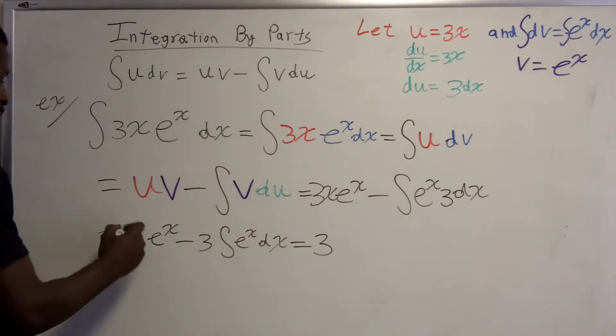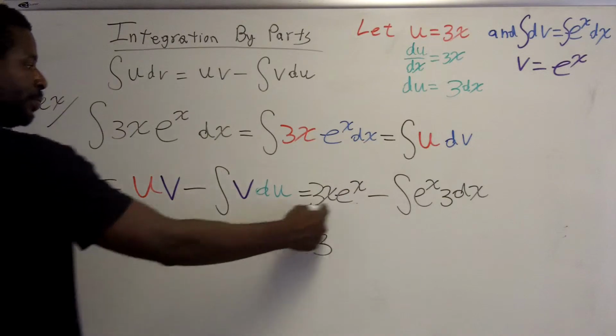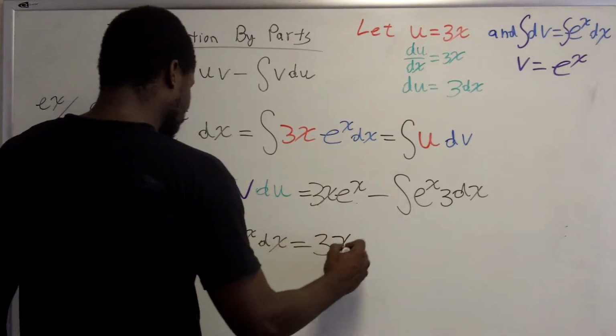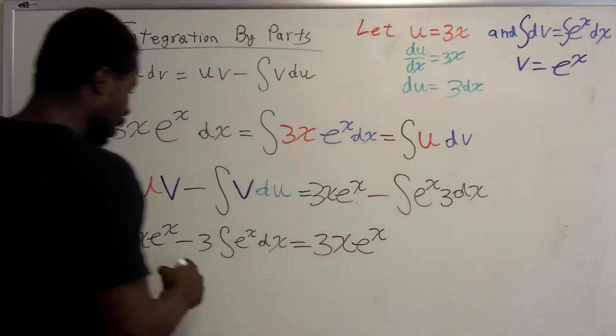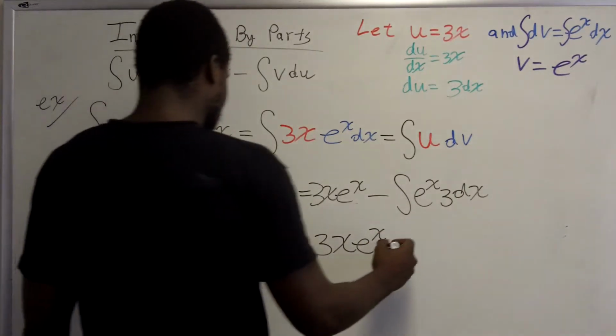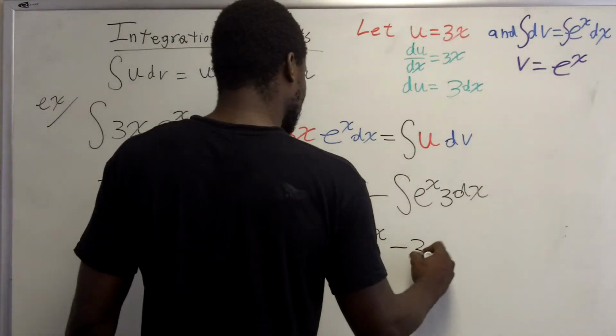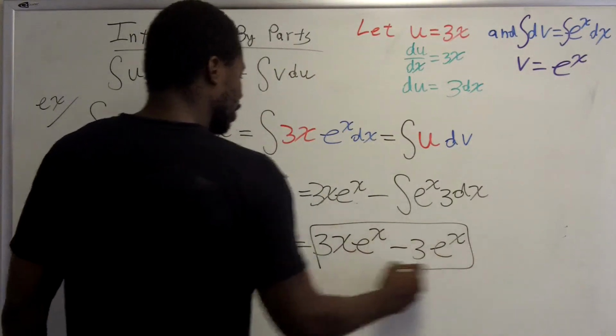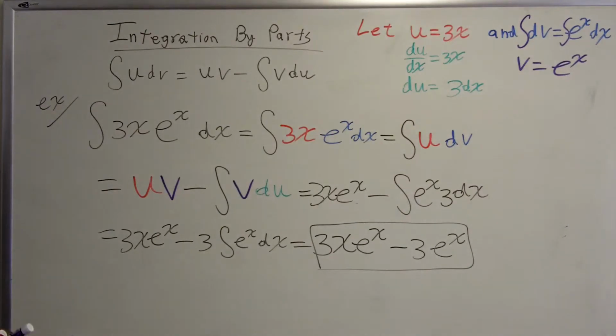And this should be 3x here. So this is going to equal 3x e to the x. And then here we have minus 3 e to the x. So this is the final answer for that.